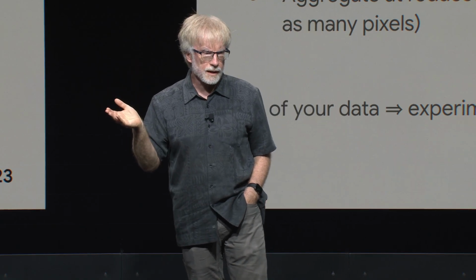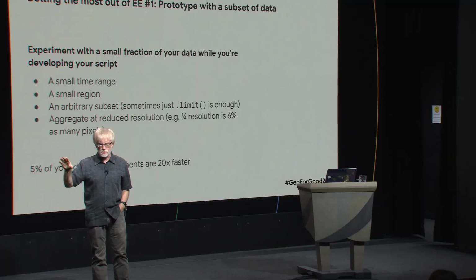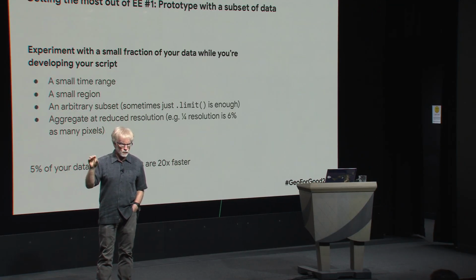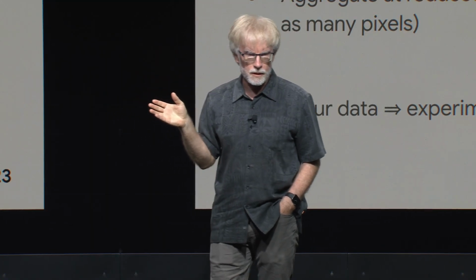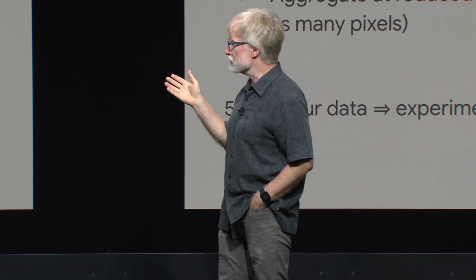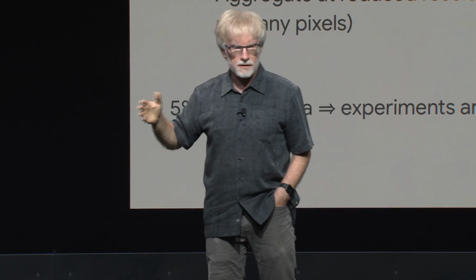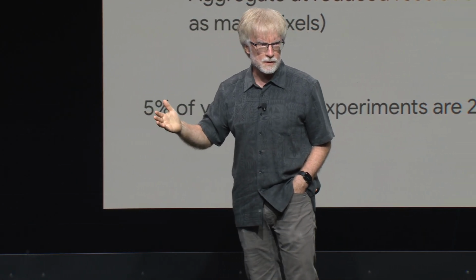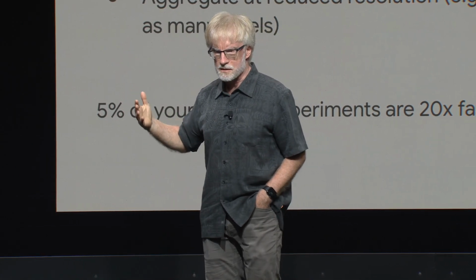Sometimes working at a reduced resolution, I'll talk more about this later. If you just do all of your reduceRegion at 1/4 the resolution, you've got about 6% as many pixels to go into it, and everything's likely to be much, much faster. So nothing very sophisticated or surprising about this. It's just an approach that people often forget when they get started. They know that in the end they're going to want to do this enormous data analysis, and so they start out with that, and everything is slow and painful.